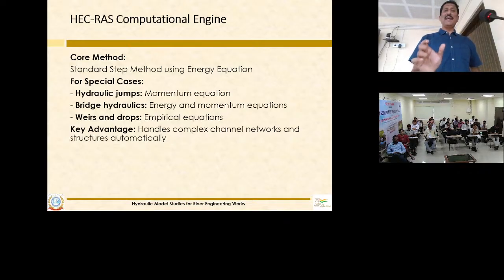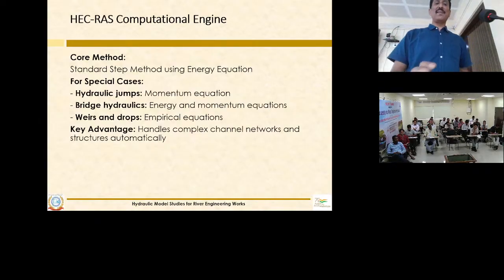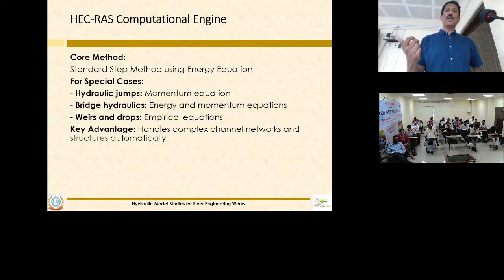So basically, HEC-RAS uses the energy equation for all its calculations. Apart from those, for a few special cases like hydrology, we have to go with the momentum equation. Breach hydraulics is a combination; you have the option in that editor whether you go with the energy or momentum equation. And for drops, they are basically using an empirical equation, so they are incorporated in your numerical schemes.